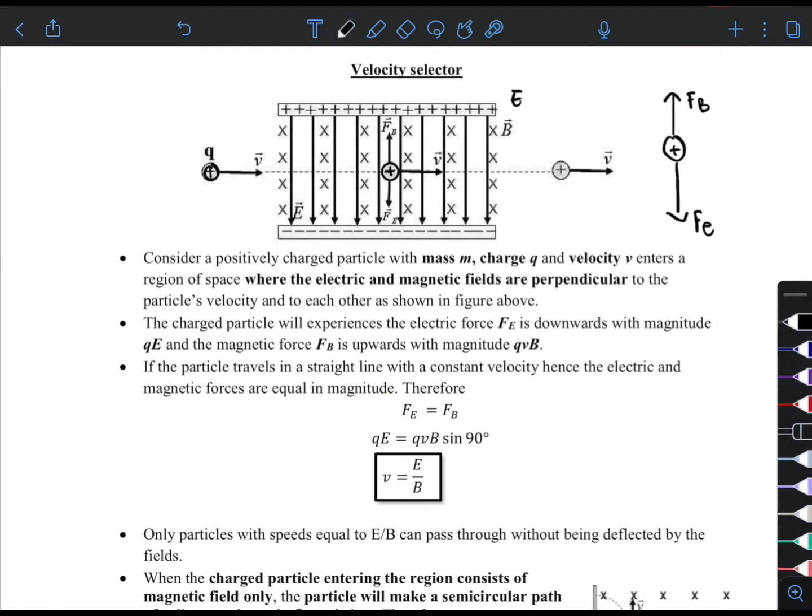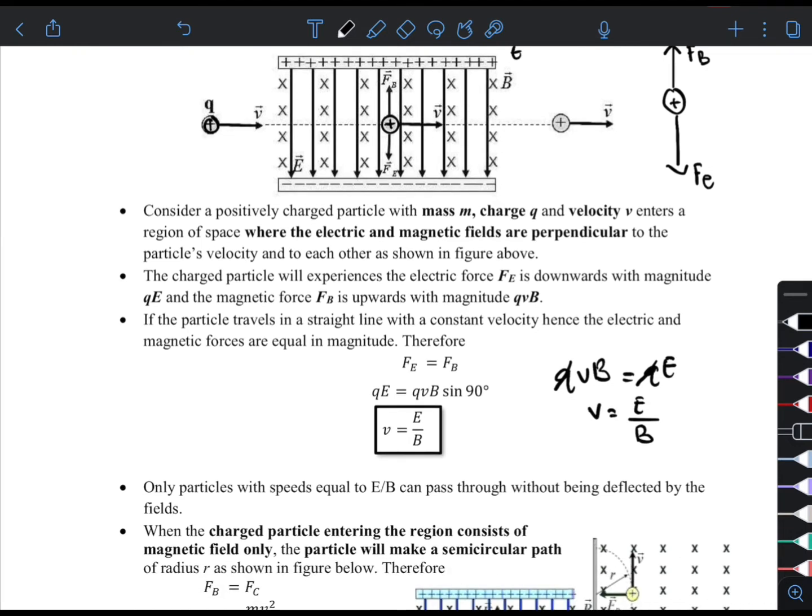Okay, FB kamu sama dengan QVB sin theta because they are perpendicular to each other, sama dengan electric force iaitu QE. You cancel your Q, kamu akan dapat velocity equals electric field over magnetic field. So only particles with the speed equal to E over B can pass through without being deflected.